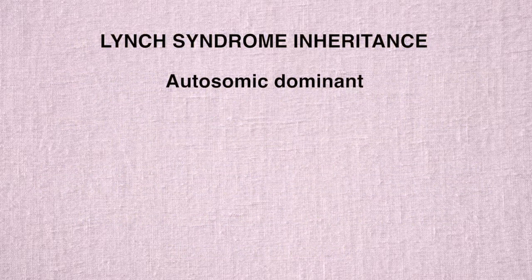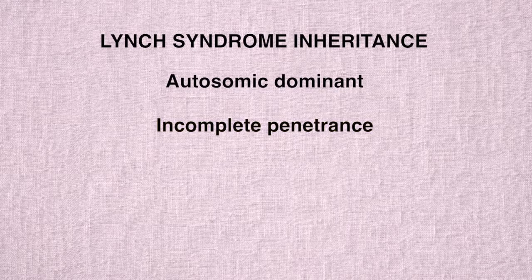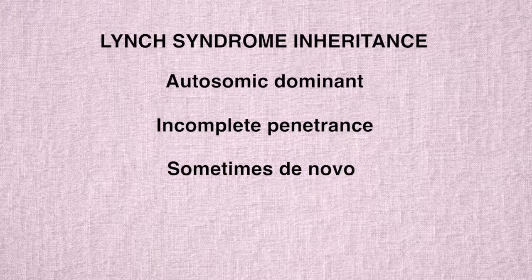Lynch syndrome inheritance. First, it is an autosomal dominant syndrome. Penetrance is incomplete, so not all patients with the syndrome have a parent with cancer. The possibility of a parent transmitting the mutation is only 50%. Sometimes the syndrome appears de novo in a generation without a previous case in the family.